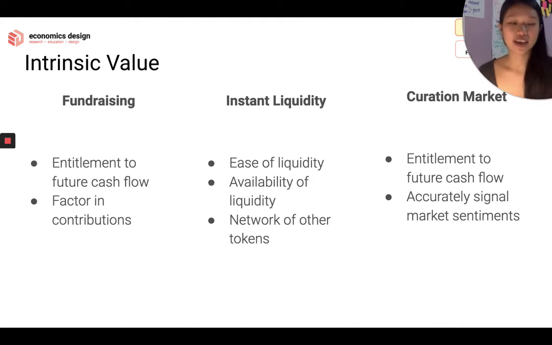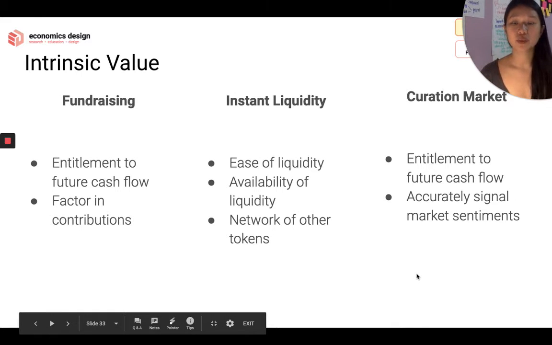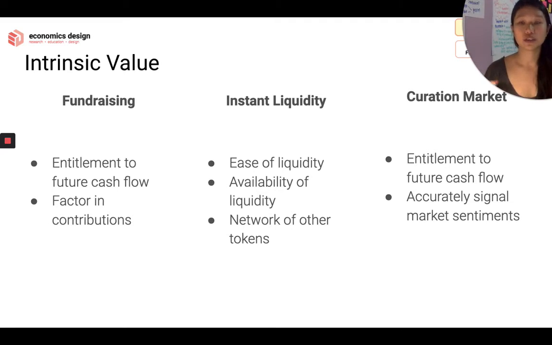Okay, so let's get started. When we talk about intrinsic value, we're going to look at the three functions again: the three use cases for fundraising, instant liquidity, and curation market. When we talk about fundraising, the intrinsic value comes from entitlement to future cash flow.